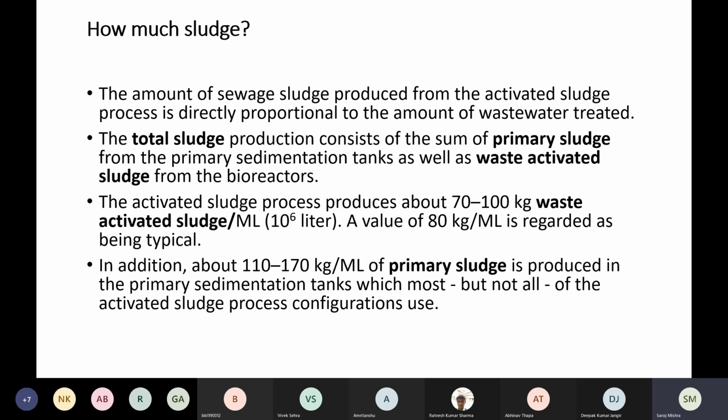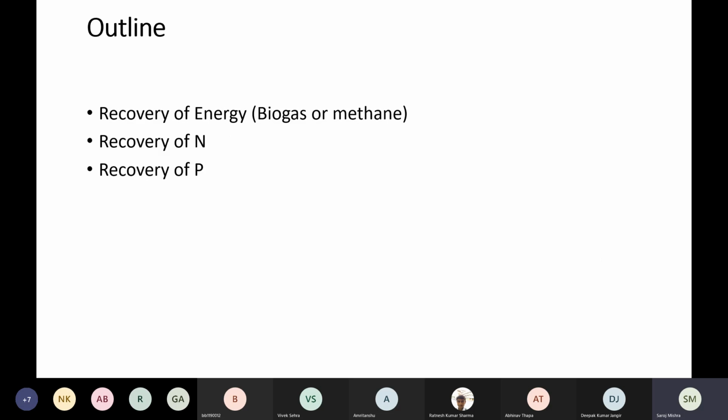Now, before we move into what should finally be done with the sludge in order to recover the nutrients or in order to recover energy, let us see what are the different kinds of routes which are already available to us. So now the lecture is going to discuss recovery of energy, which is biogas or methane from the organics which are still left behind, and recovery of nitrogen and phosphorus.